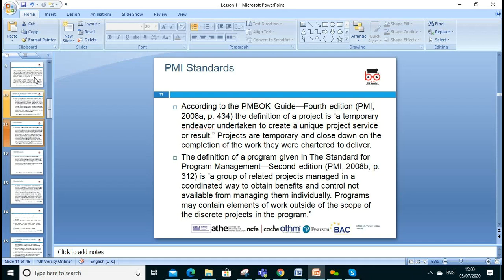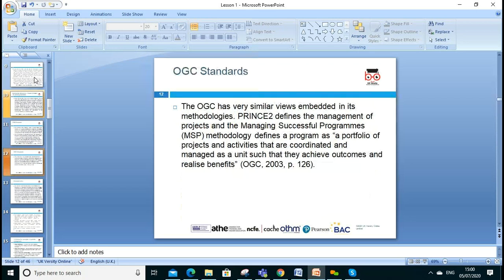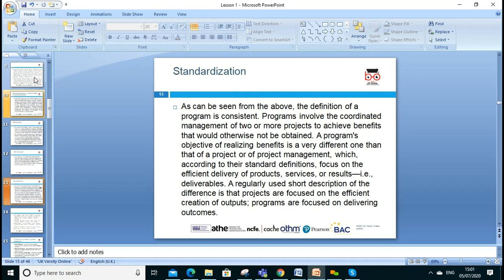Okay, PMI standards. According to this guide, the fourth edition, which has been published, the program is defined in the Standard for Program Management, second edition, as a group of related projects managed and coordinated to obtain benefits. And the OGC defines similar views, embedded in its methodologies, PRINCE2 being one of them. Managing Successful Programmes is the methodology, which defines a program as a portfolio of projects and activities that are coordinated and managed to achieve benefits.